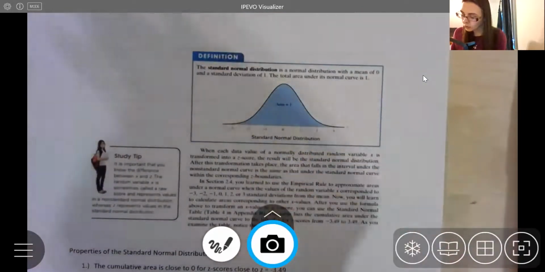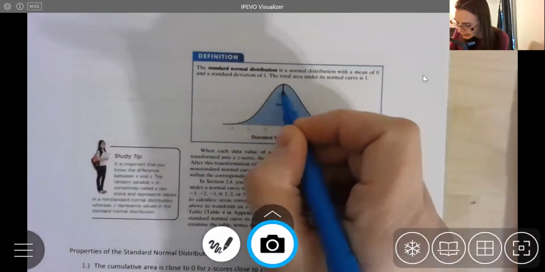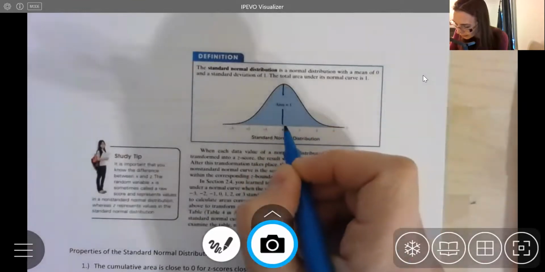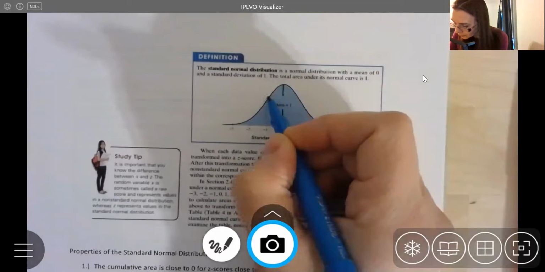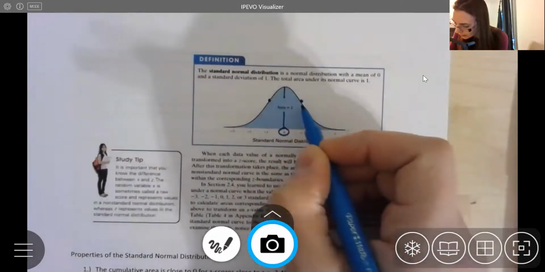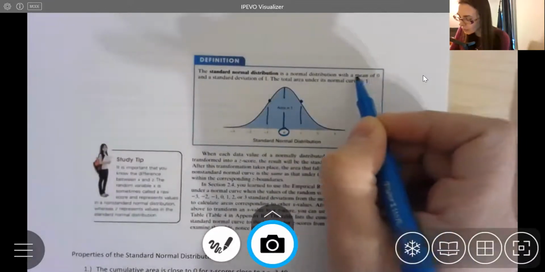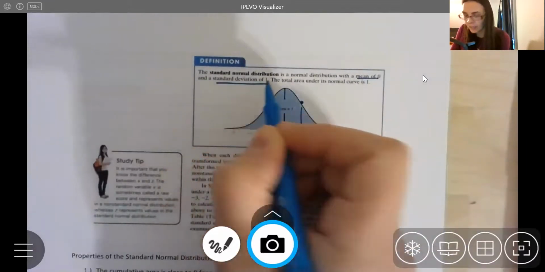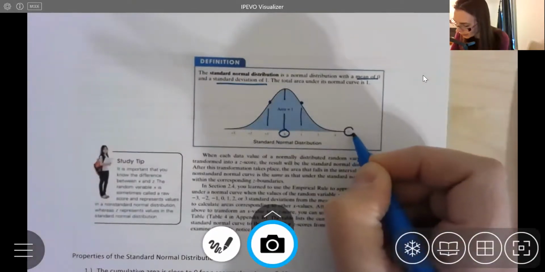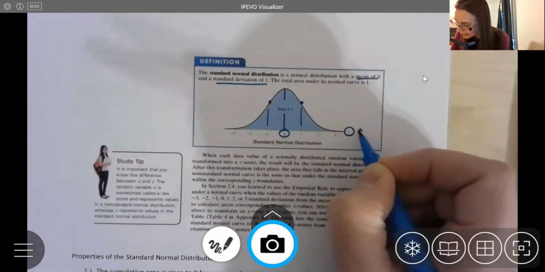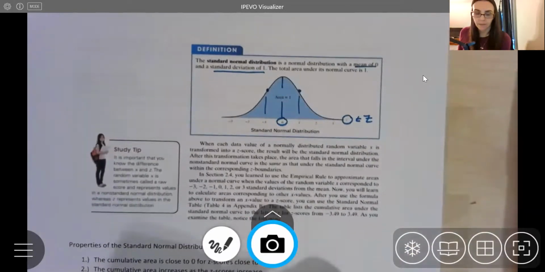So here's your standard normal curve. Notice it looks exactly the same, but the key here is that center, right? That mean is at 0. And then for your inflection points, again, that standard deviation is going to be 1. So it's a normal curve, but with a very specific mean and standard deviation. And then your axis is not going to be the x-axis, it's going to be the z-axis using z-scores.